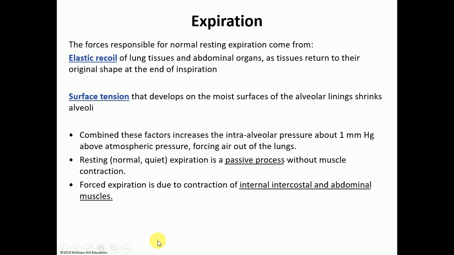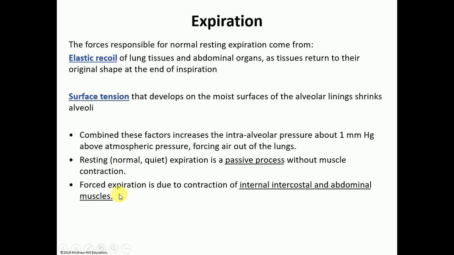Okay, so that combination between the elastic recoil of the lung tissue together with the surface tension that already wants the alveoli to collapse, that is going to deflate the alveoli. Okay? That again happens at rest.